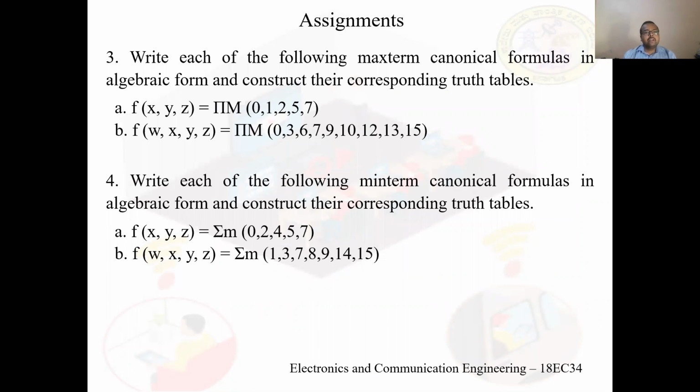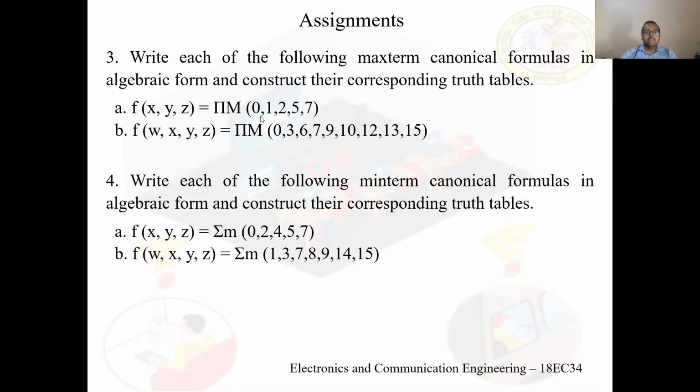Third assignment question. Write each of the following Maxterm canonical formulas in algebraic form and construct their corresponding truth tables. You need to come up with an algebraic form. Once you have the algebraic form, construct the truth tables. Normally what we have done is, from the truth table, we wrote the switching equation. From the switching equations, we wrote the canonical SOP and the canonical POS in decimal notation form.